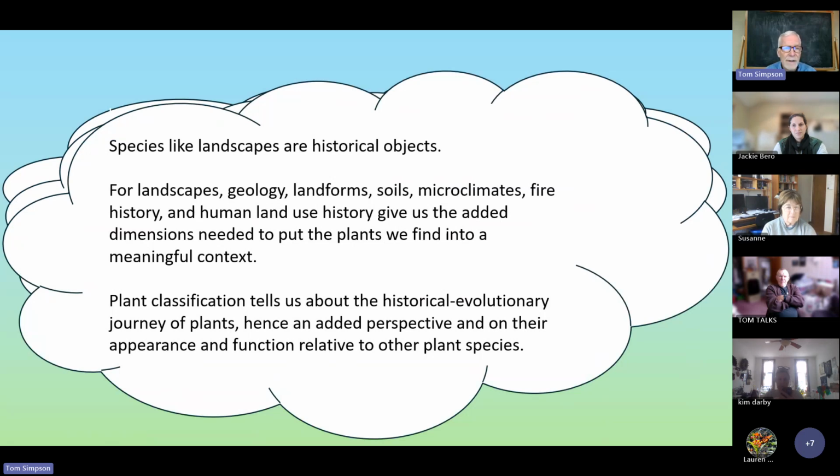So plant classification for me is a part of looking at plants as historical objects. That may be an odd word to say, but a historical object is something that you understand through its historical development. As an ecologist, I'm always working with landscapes, and I go all the way back and understand geology and geologic forms and soil formation, and then understand how plants inhabit that, and fire history and all these sorts of things. That's how I put together a landscape in my mind.